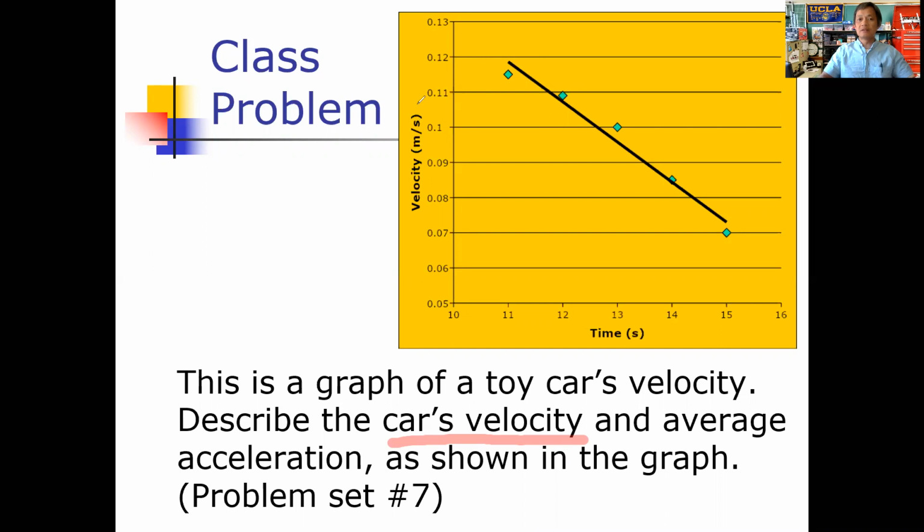Remember, this is a velocity-time graph. So velocity is along the y, time along the x as time proceeds here. And if you notice here, let me point out something to you. Time here is not at 0 seconds. We actually start timing this at 10 seconds. Make sure you understand this.